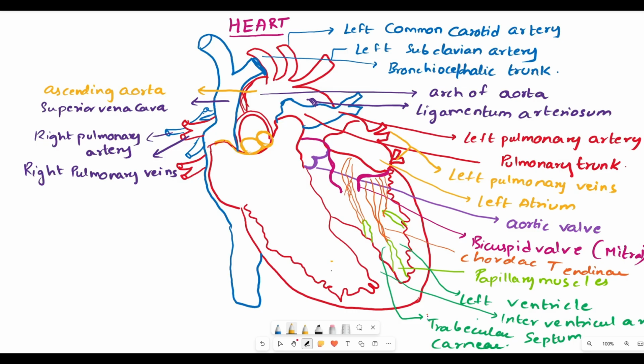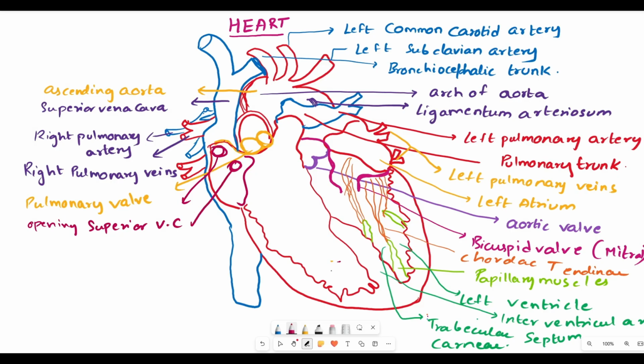So this yellow colored valve is called as pulmonary valve, or you can call it as a small opening. So this opening is called as the opening of superior vena cava. And here only there is one more position which is called as fossa ovalis. So this complete structure is called as the right atrium.